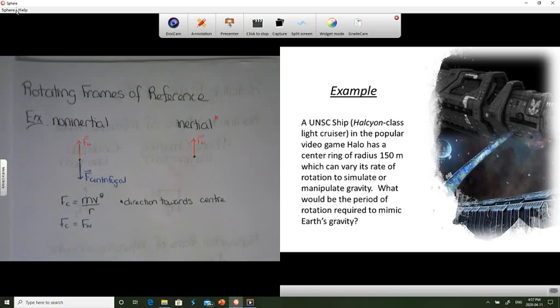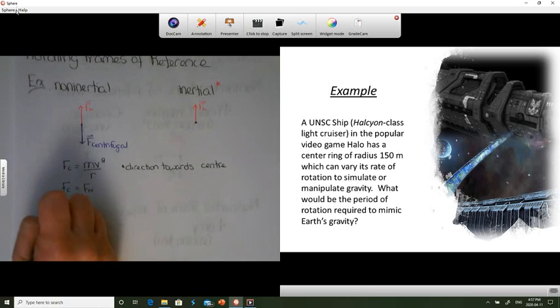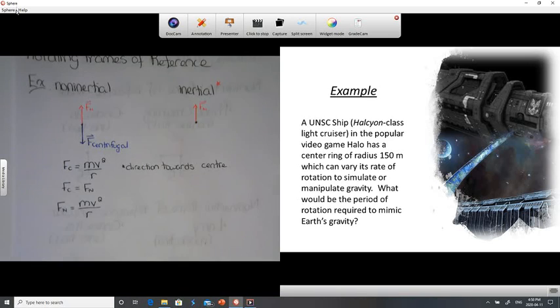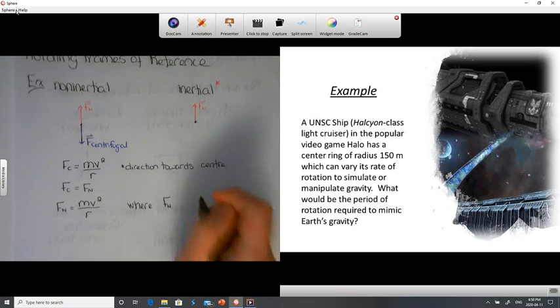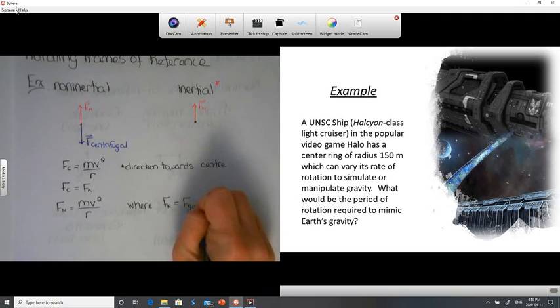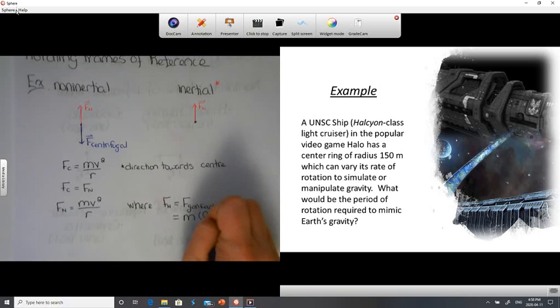Now we're going to take these two different equations and set them equal to one another. So we'll have that the normal force is equal to mv squared over r. Now what we want to have happen is we want our apparent weight, which is Fn, to be equal to our actual weight here on Earth, which would be Fg on Earth. And on Earth, we know that the force of gravity acting on us, or our actual weight, is whatever our mass is multiplied by 9.8.